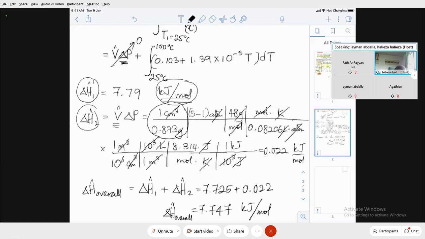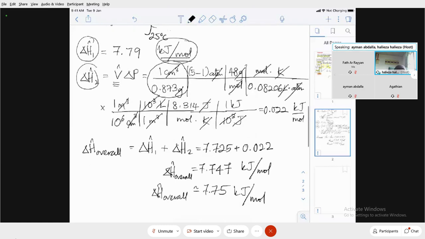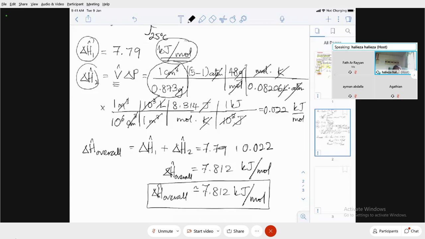Okay, I think that's where our mistake was, in the addition. Let's cancel this. 7.79. So the final answer is going to be 7.812. That's the final answer. Okay, exactly like the given answer in the question.